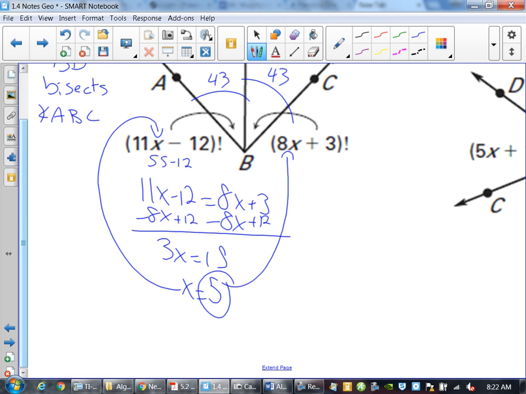Nice. Now, Mr. Murphy, I have a question. If they ask you what the measure of angle ABC was, do you recommend that students go ahead and plug X into both expressions? Always, always, always. Because that way you will know for certain if you goofed. So you always want to plug it into both parts just to make sure.